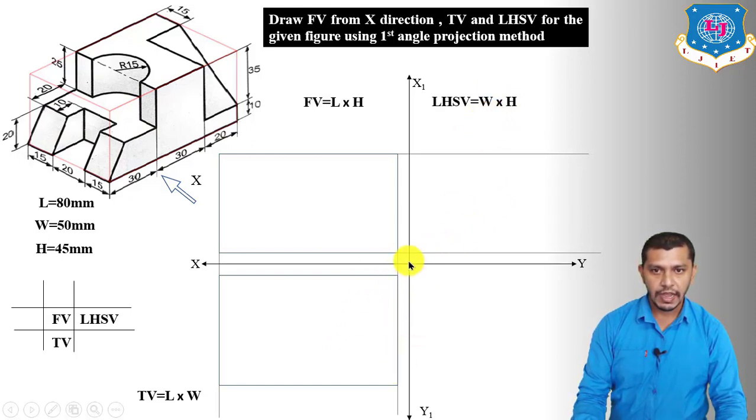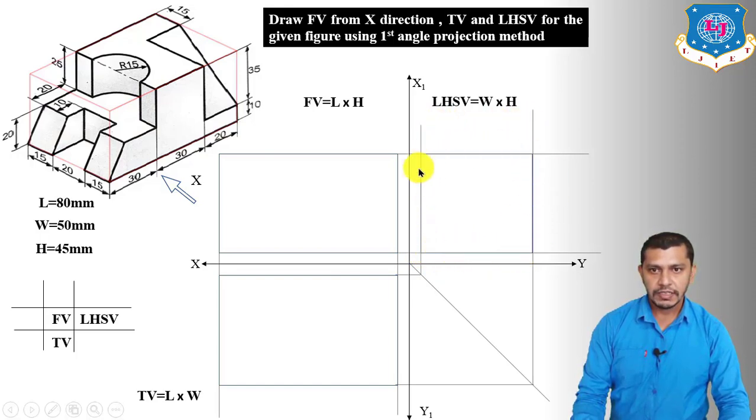For that we have to draw a line inclined at an angle of 45 degrees to the XY line, from the intersection point of the XY and X1Y1 lines. Now project this edge like this, and project this edge like this, which gives us the width over here, and this will be the height and width of the left hand side view. So draw a rectangle by overlapping these edges, and following this box will give us the left hand side view of the cuboid, a rectangle having width 50 and height 45.